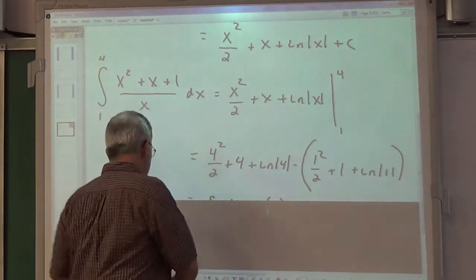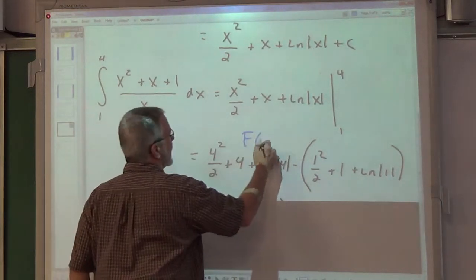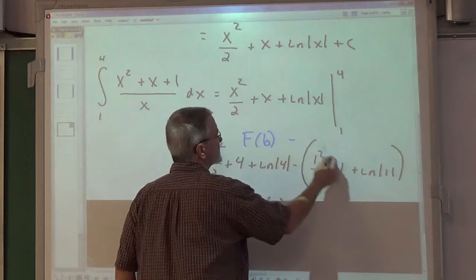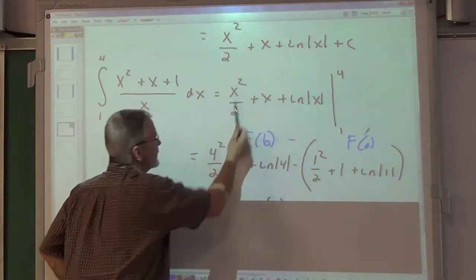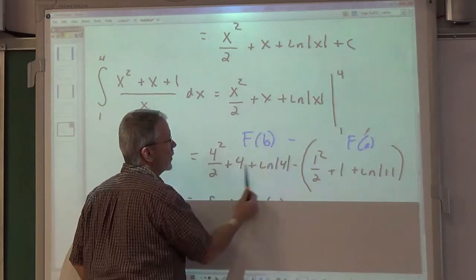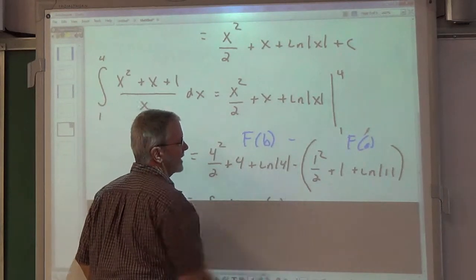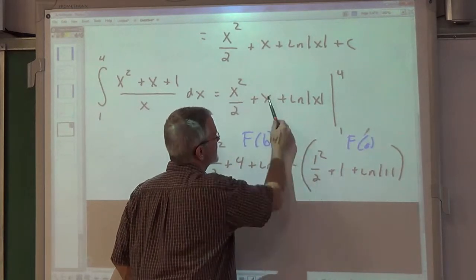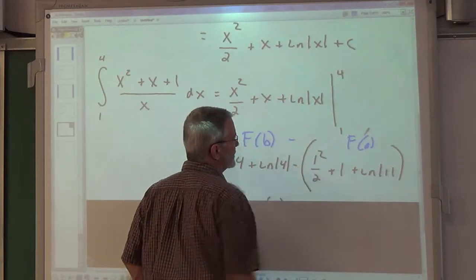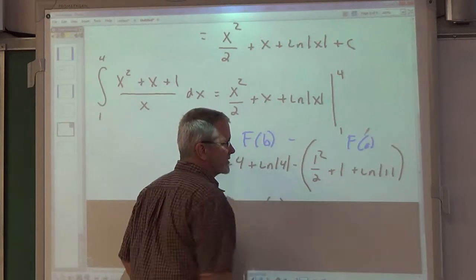So this is going to be capital F of b minus capital F of a. I'm going to put 4 in: 4 squared over 2 plus 4 plus ln of absolute value of 4, minus. Now I put the 1 in: 1 squared over 2 plus 1 plus ln of absolute value of 1. This here is going to be 0.